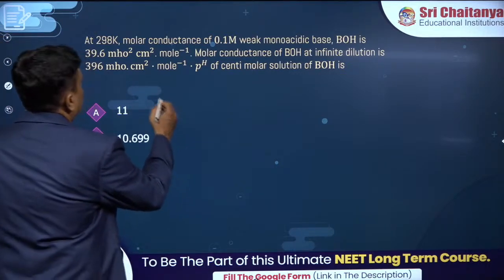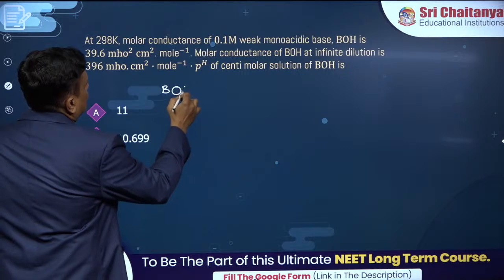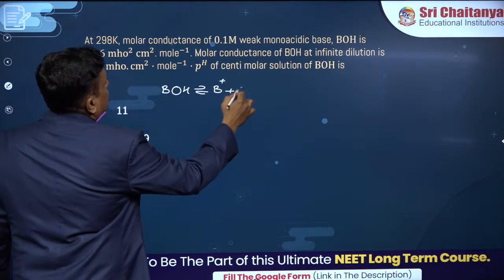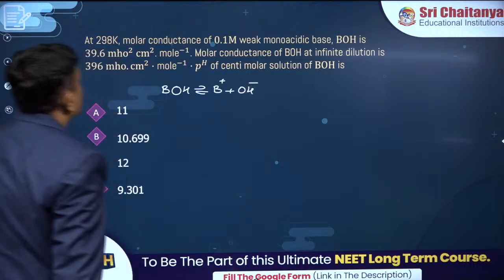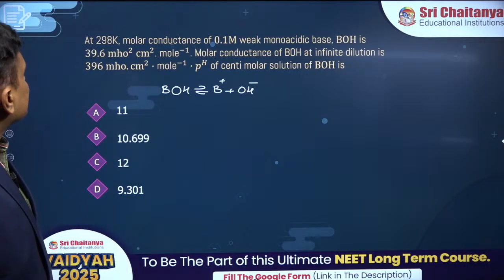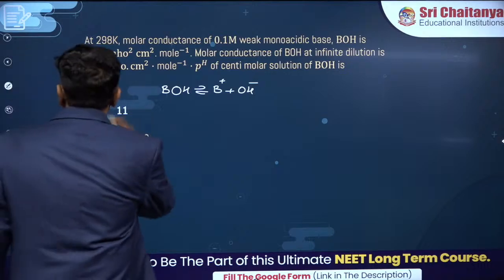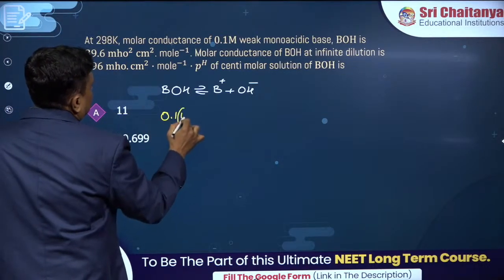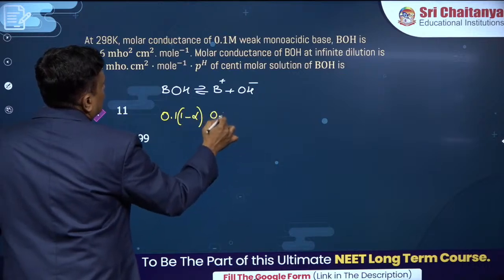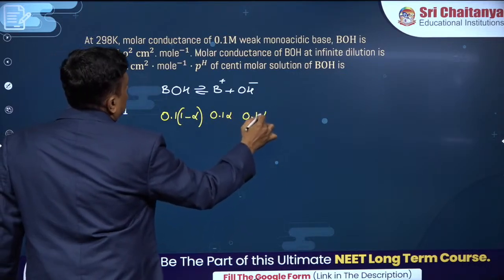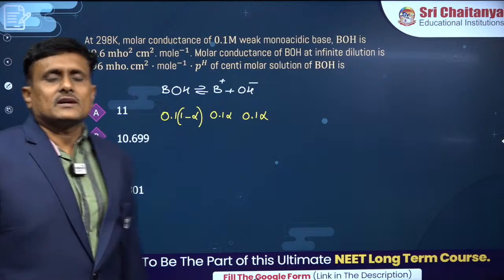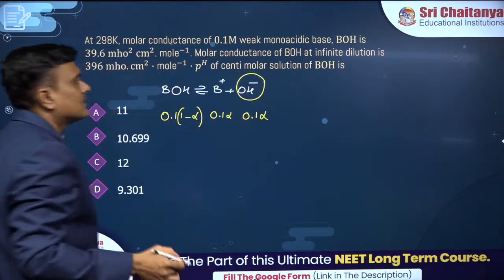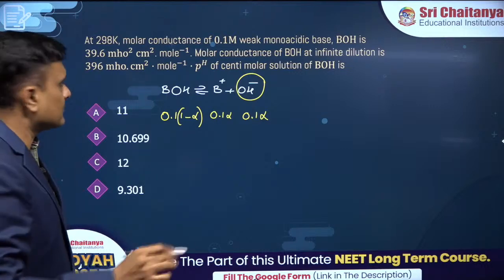Now, pH is being asked. If pH is asked, you know that BOH is dissociating into B plus and OH minus. Initial concentration is 0.1 molar, you have taken here 0.1 molar. Degree of dissociation I will assume as alpha. So you will be getting 0.1 alpha and 0.1 into alpha. If I could get the value of alpha, I will be able to find the concentration of OH minus, hence I will get the pH. That is how I will solve, isn't it?